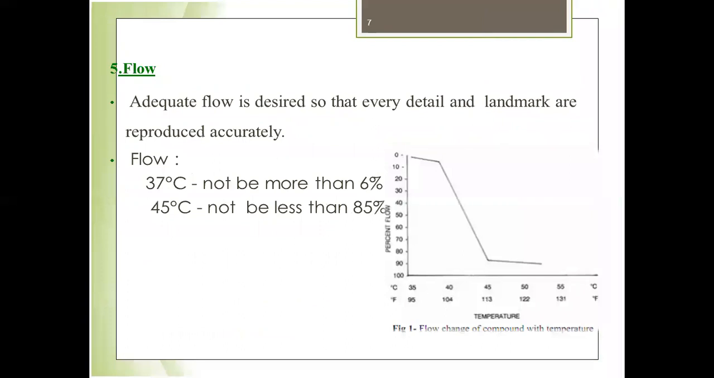Now, we will talk about the flow of impression compound. Flow at 37 degrees centigrade. We can see it in the graph. At 37 degrees centigrade, the flow of impression compound should not be more than 6%. At 45 degrees centigrade, it should not be less than 85%.